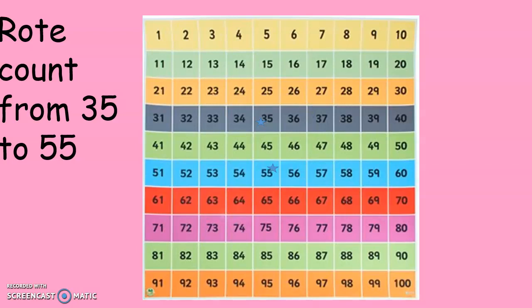Okay, boys and girls, let's get warmed up with a quick rote count from 35 to 55. Now, who can tell me which number is 35? Good job! Number 35 is here. It's the number with the 3 tens and 5 units. 3 and 5, 35. What about the number 55? Good job! It's the number with the 5 tens and the 5 units. 5, 5, 55. Okay, boys and girls, let's start.